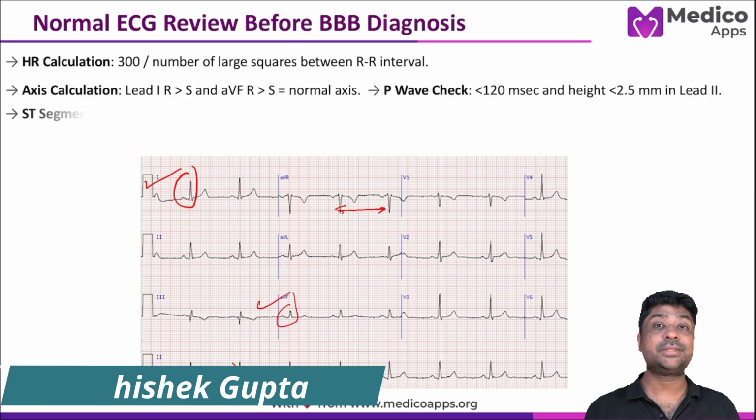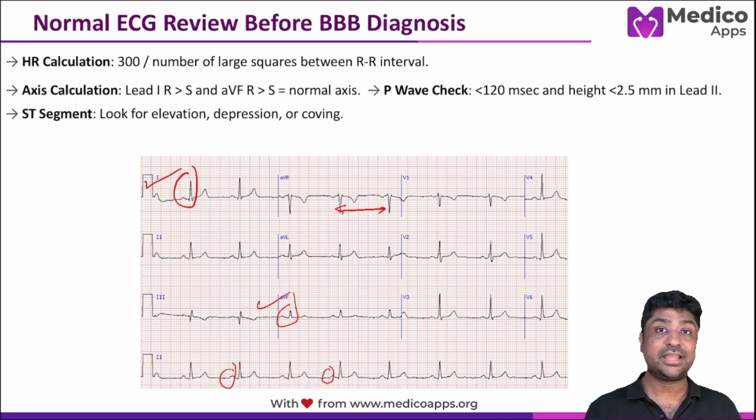The ST segment comes next. Look closely for any elevation, depression, or abnormal coving. These changes may indicate ischemia or infarction, conditions that must be excluded before confirming a bundle branch block.